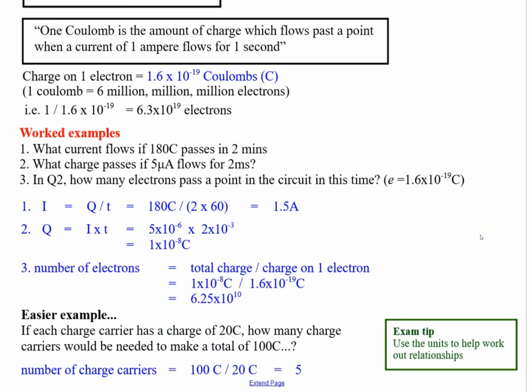A simpler way to think about this is if we make the numbers a lot easier. If you imagine that every electron has got a charge of 20 coulombs, and I ask the question, how many would you need to get a total charge of 100? You can probably see quite intuitively that we need 5 lots of 20 to get 100. So what we're doing mathematically here, to find the number of charge carriers in my made up example, is divide the total charge by the charge on each electron, each charge carrier. 100 divided by 20 is equal to 5, which is exactly what we've done here with the realistic numbers.